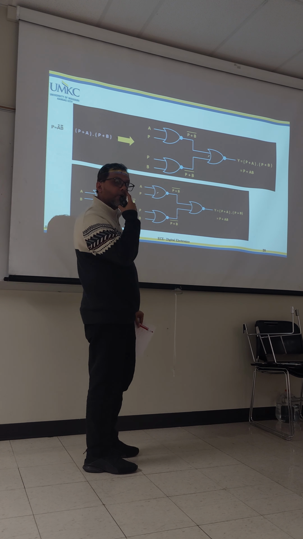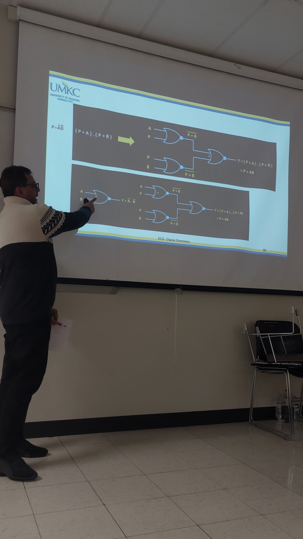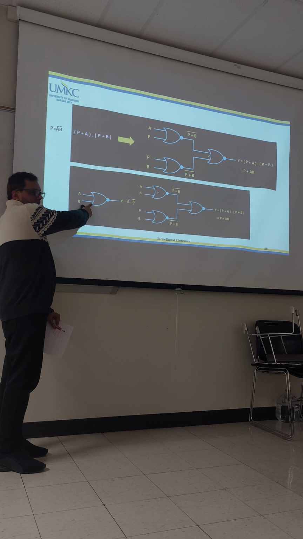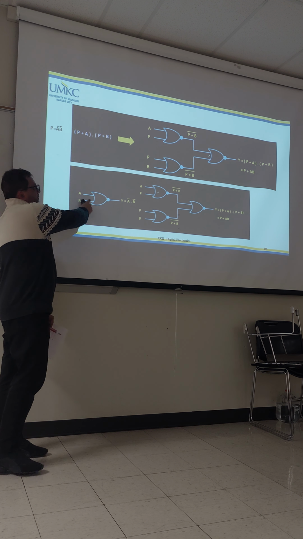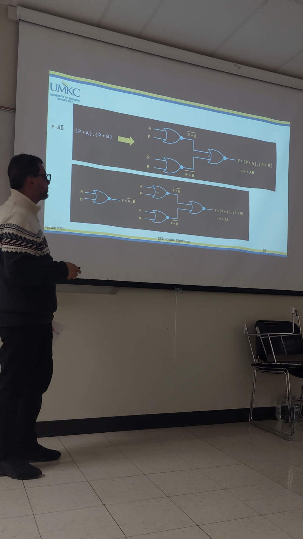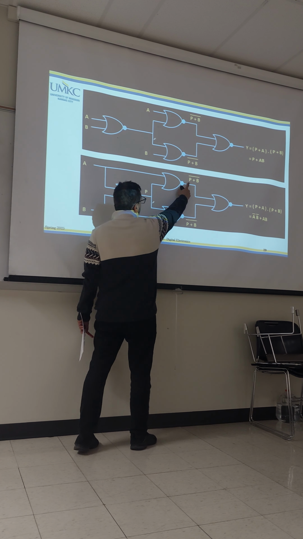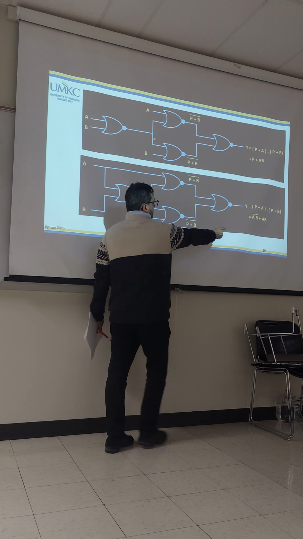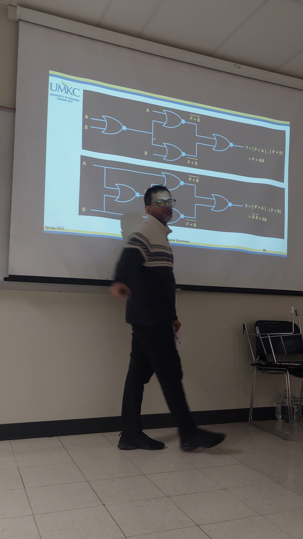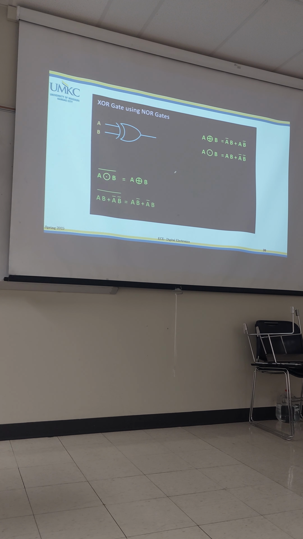Okay, so what is P? A bar B bar, which is (A plus B) whole bar. So how do we get this? We need another NOR gate. So this is the NOR gate, and it will give you (A plus B) whole bar. So you just add this one. Then this P is actually A bar B bar. So this is how we can implement the XNOR by using the NOR gate.